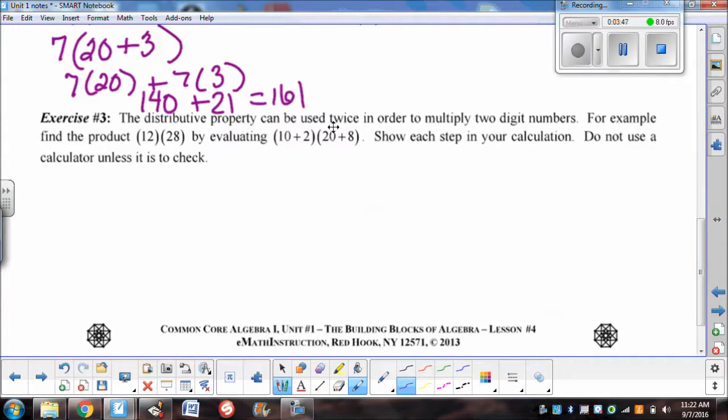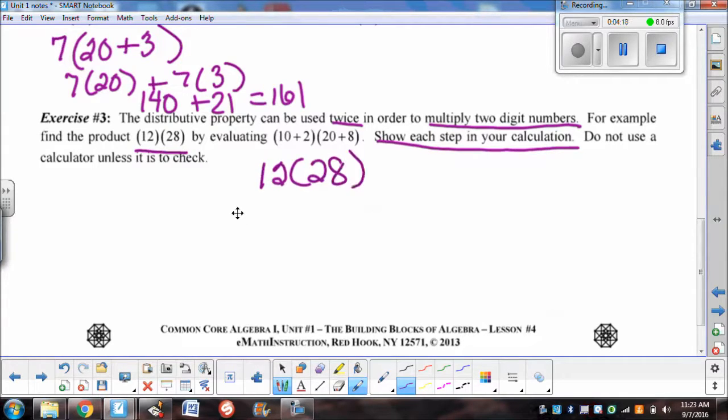The distributive property can be used twice in order to multiply 2-digit numbers. For example, 12 times 28. I could break that apart and think of it as 10 plus 2, which is 12, times 20 plus 8, which is 28. It says show each step in the calculation, and don't use a calculator unless it's to check. So let's play this game. 12 times 28 is (10 plus 2) times (20 plus 8).